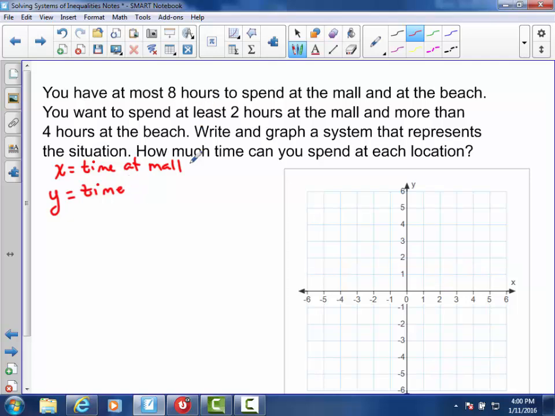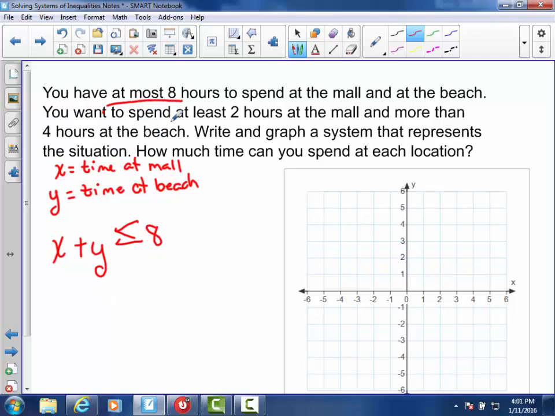I don't see anything in there that would make one independent or dependent. They're just two separate situations. So you could have certainly gone the other way and said x was the time at the beach and y was the time at the mall. But once you decide, we're going to stick with that. So the time I'm spending is going to be combined, so x plus y, and at most 8 hours means it's going to be less than or equal to 8. Because at most, I can't go over 8.